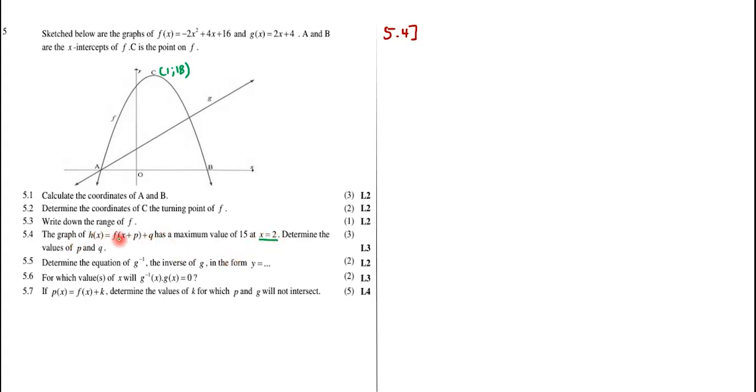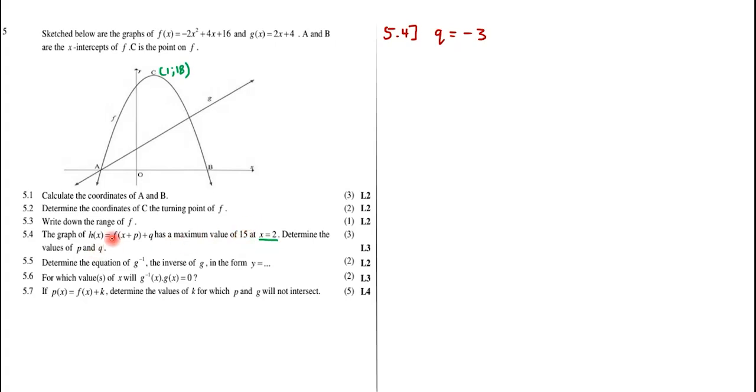Now to find these values of p and q, it's very simple. All we have to do is look at the shift that has happened and write from straight there. To get the value of q, we know that initially our graph had a maximum value of 18, but now it has a new maximum value of 15, so it has been shifted 3 units downwards. So if you had 18 and you add minus 3, that's your value for q. So in this case, q is going to be minus 3.